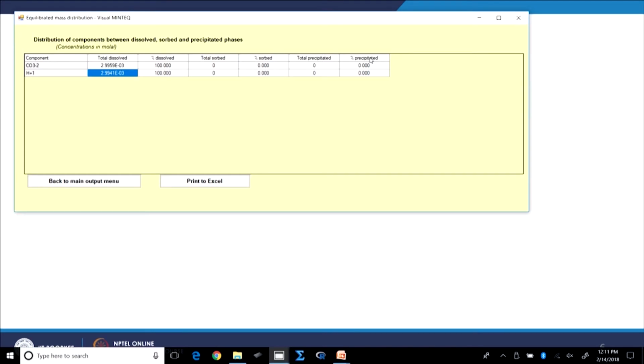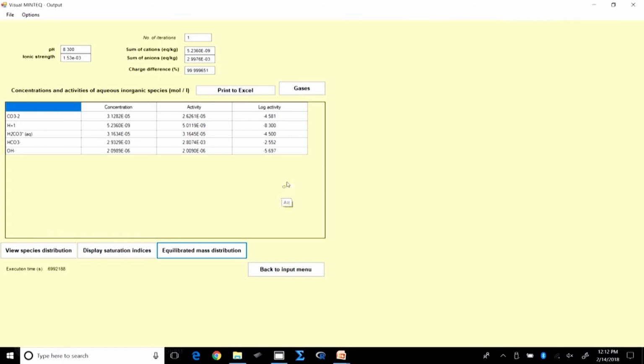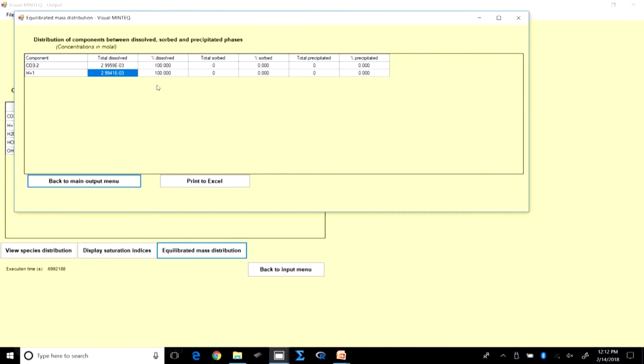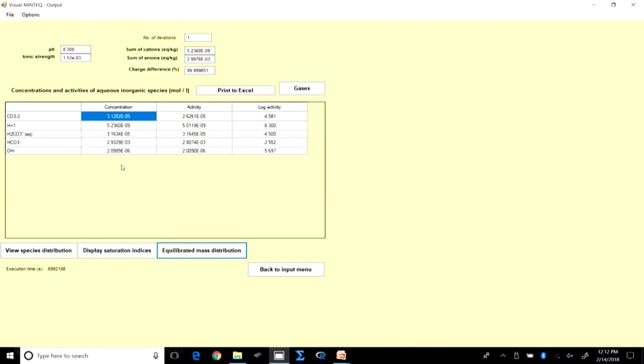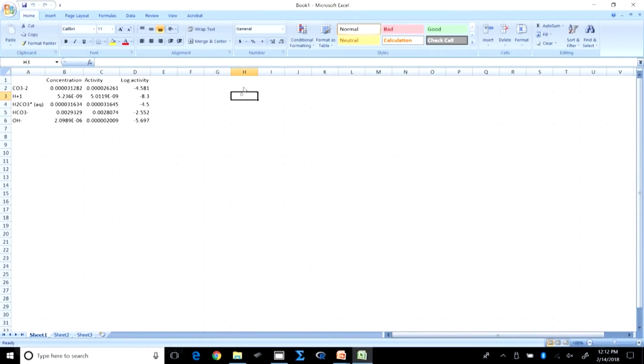So obviously if I wanted to, I could have also looked at the sum of CO3 2 minus, H2CO3 and HCO3 minus, as I did earlier, but you can also look at the equilibrated mass distribution and go through with that. Or just for the sake of understanding, let us see if that is going to be the case or not. Here I am going to try to calculate CO3 total. So I will print this to Excel, and let me try to calculate CO3 total.